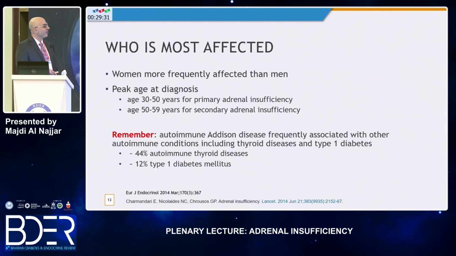Now, who's mostly affected? Females are more commonly affected than males. Usually it has two peaks. The peak for primary adrenal insufficiency is between the age of 30 and 50. For secondary, the peak is between 50 and 60 years of age. And remember, primary is the most common, and is autoimmune. Most of the time we have another autoimmune disease with it, specifically thyroid, about 40%, and diabetes type 1, about 12%.